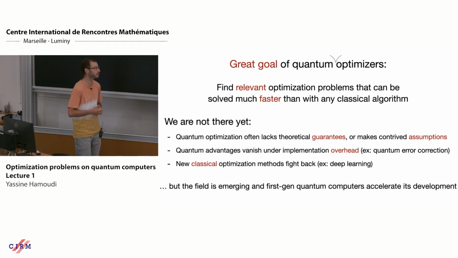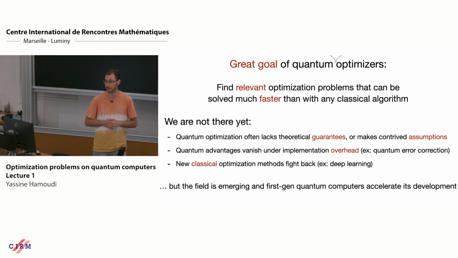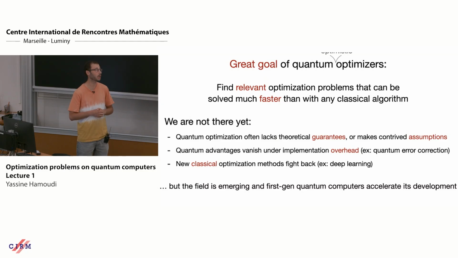Okay, but on the positive side, the field of quantum optimization is emerging. It's a pretty recent field of research, so there are a lot of topics to explore. And the first generation of quantum computers will give us a way of experimenting even more and hopefully discover some actual application to quantum optimization algorithms.